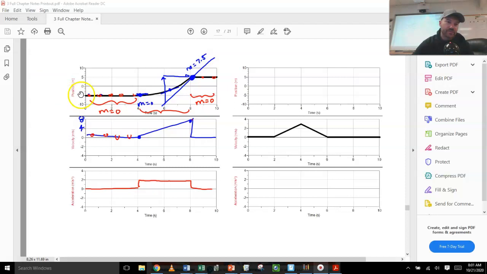You're finding the slope at every single point. Sometimes all these points are the same slopes. Sometimes all these points have different slopes.